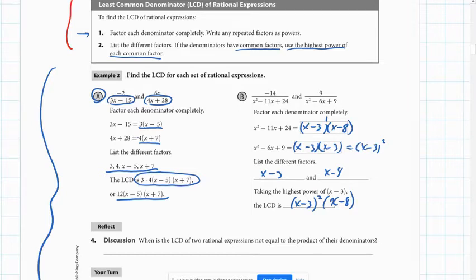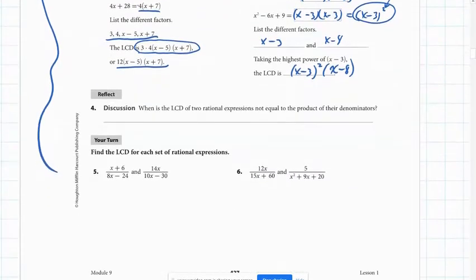Okay, so any time there's a repeated factor like we have here, we take the highest power that we see, which is 2. Okay, now I would like you to try problem 5. So pause your video, factor the denominators, see if you can come up with your least common denominator. Press play when you're ready to see the solution.